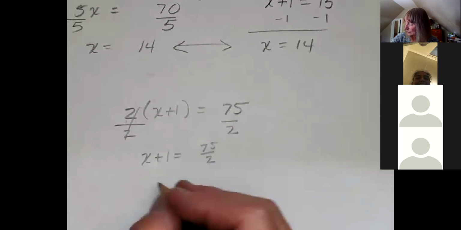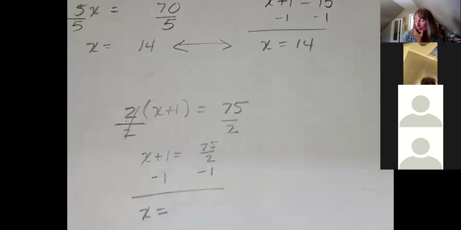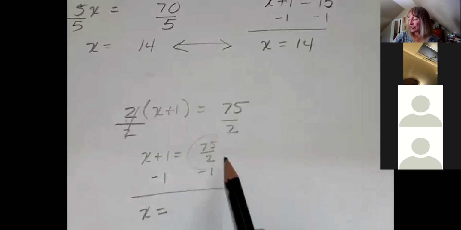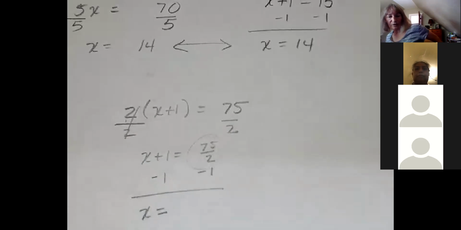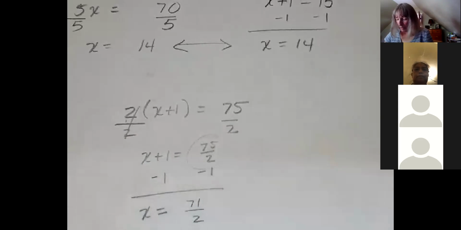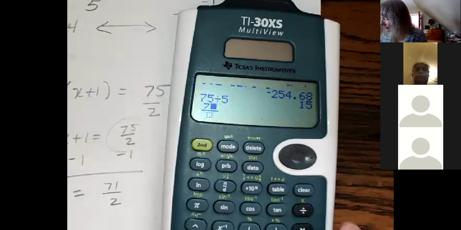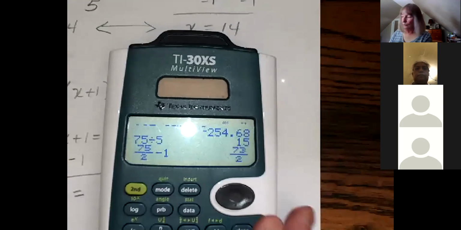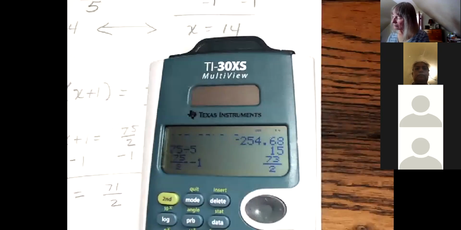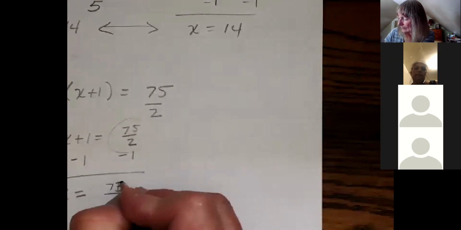The next thing would be to subtract 1. Now, this fraction, subtract 1, is going to come out to something. I think it's going to be 71. Let's see if it does. Yes, 73. How did I get 70? Oh, I know why I did. 75.